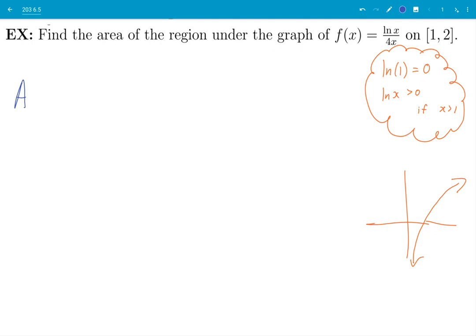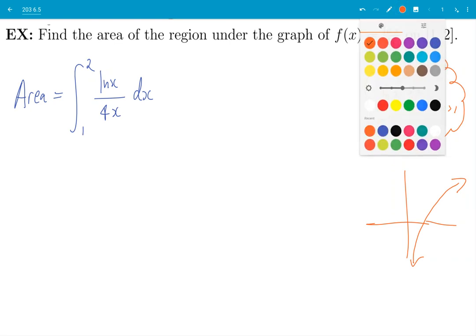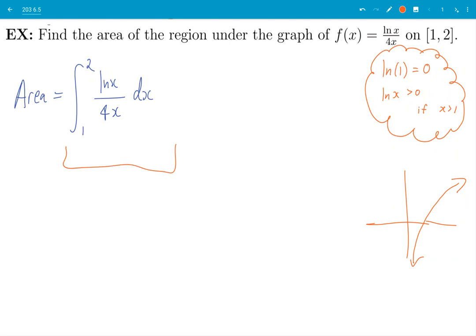So the area will equal the integral from 1 to 2 of this function. Okay, recap. We saw before that definite integrals do represent area under the curve, but only if the function here is positive. And over here, I'm just trying to convince myself that it is indeed positive.